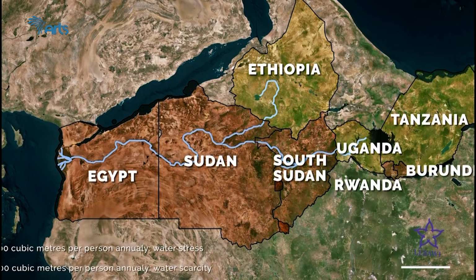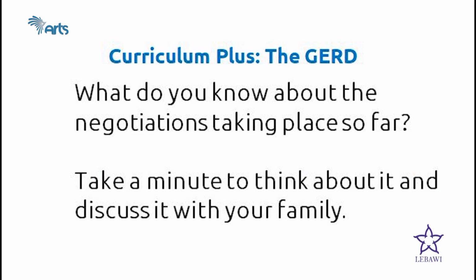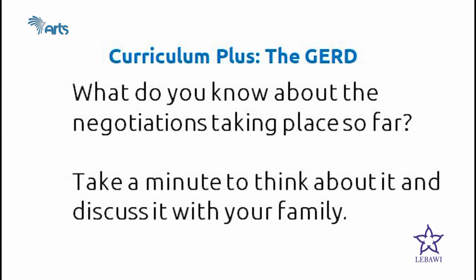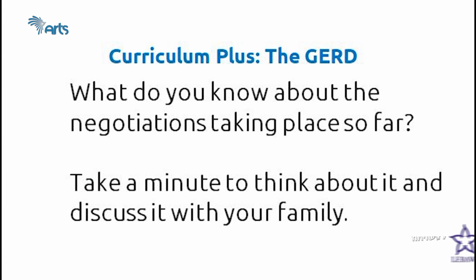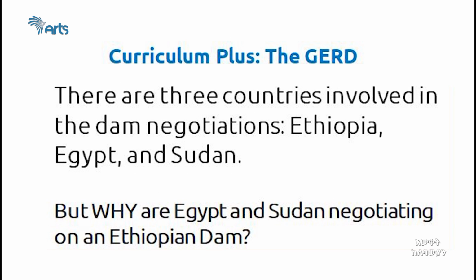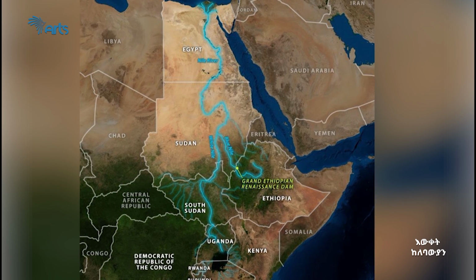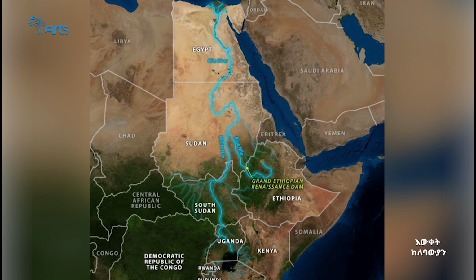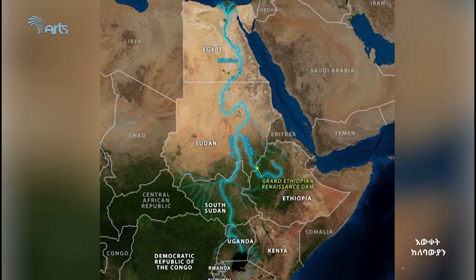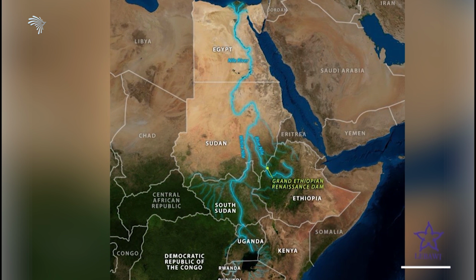What do you know about the negotiations taking place so far? Take a few minutes to think about it and discuss with your family. There are 3 countries involved in the dam negotiations: Ethiopia, Egypt and Sudan. But why are Egypt and Sudan negotiating on an Ethiopian dam?